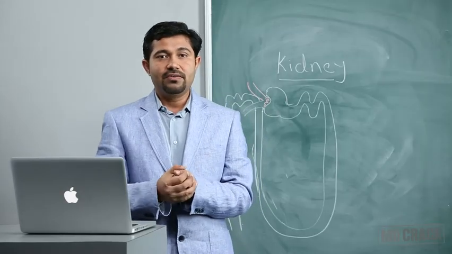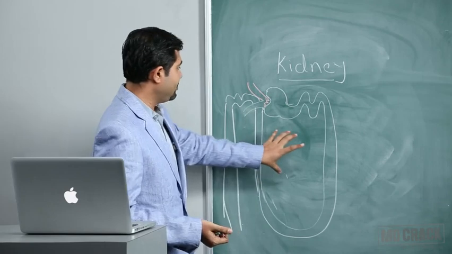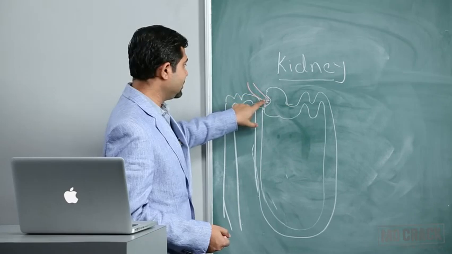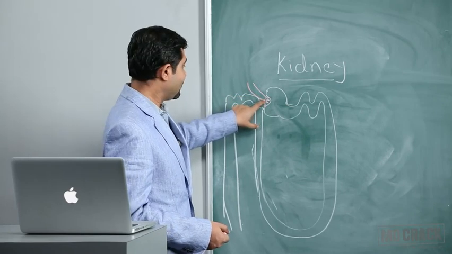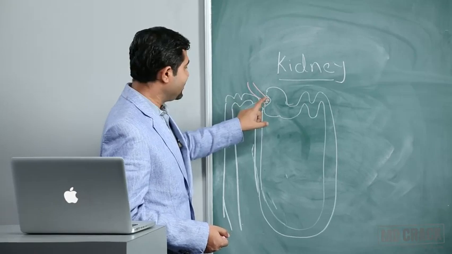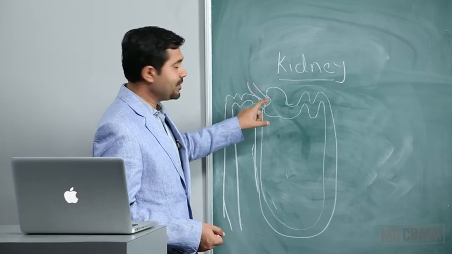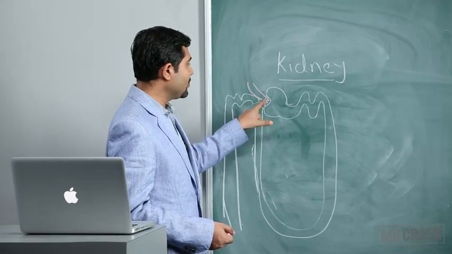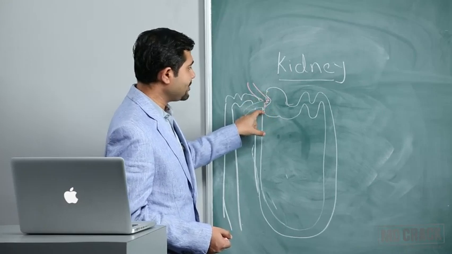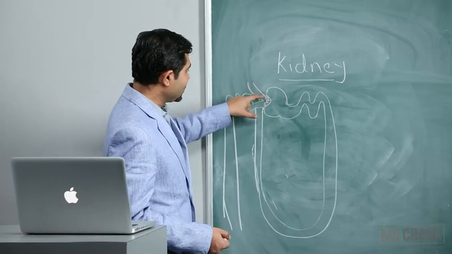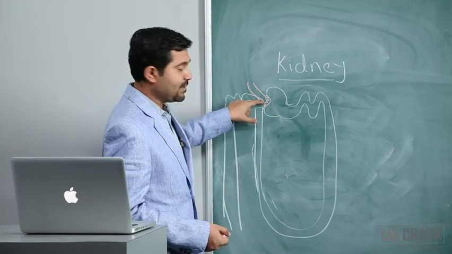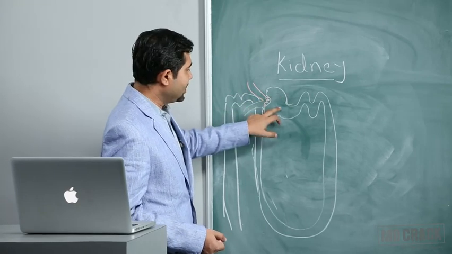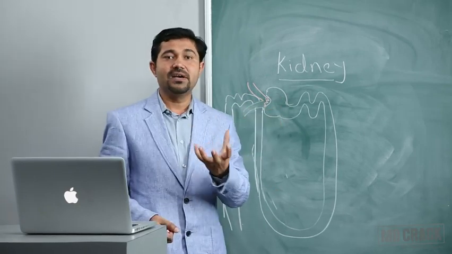Now we will see the structure of the nephron. This is a typical nephron which I have drawn. This is the afferent arteriole, which is the blood supply of the nephron. The afferent arteriole divides into capillaries, which are called glomerular capillaries. This is the glomerulus along with the glomerular capillaries, and this is the Bowman's capsule. The blood in the glomerular capillaries is filtered into the Bowman's capsule, into the Bowman's space. From here we will call it the filtrate.